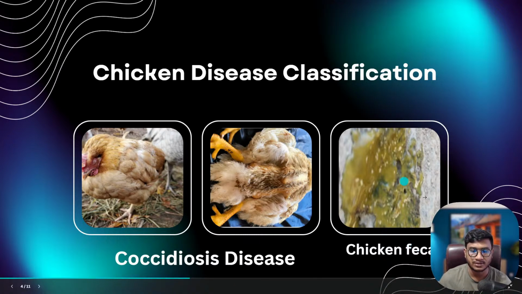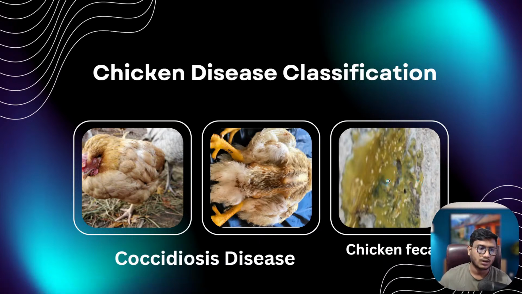You can see this is the chicken fecal, and this is the coccidiosis affected chicken fecal. You can see the color of the fecal is yellow. So if it is kind of yellow, you can consider this chicken has been affected with coccidiosis disease. So guys, let me show you the data. I think you'll be able to understand what images we are using here.